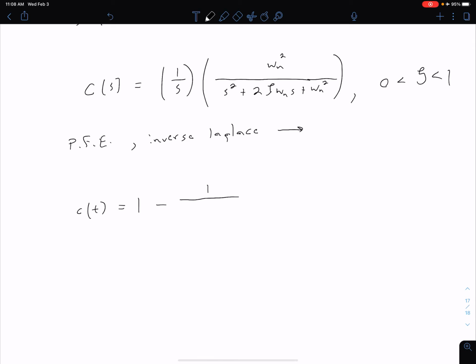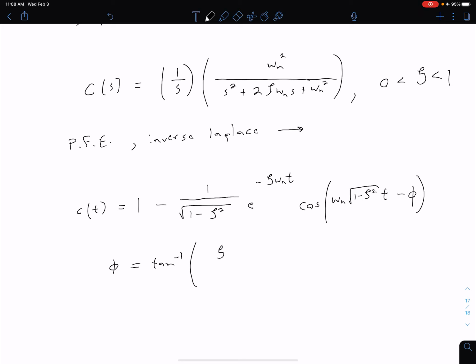C of t is equal to 1 minus 1 divided by the square root of 1 minus zeta squared, times the exponential e to the minus zeta omega sub n t, all of that times cosine of omega sub n square root of 1 minus zeta squared times t, minus phi. And our phi is defined as the inverse tangent of zeta divided by that square root of 1 minus zeta squared term.